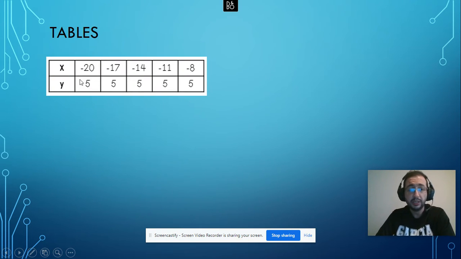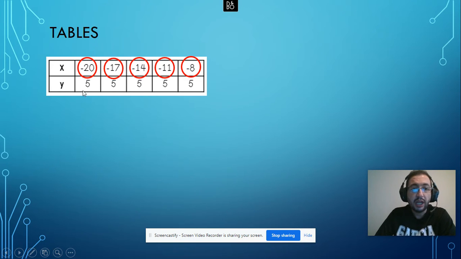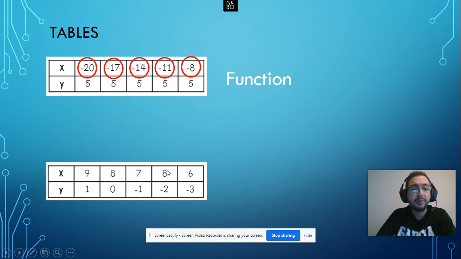When we have a table, it will be the same. We look at the x values. Even though the output is the same, if the input is different, then we're talking about a function. Let's see this example. We have the input number 8 repeating. So if it is repeating, we're saying it's not a function.